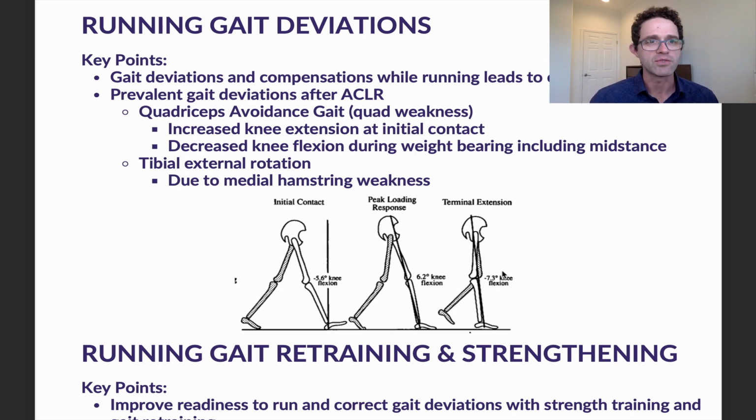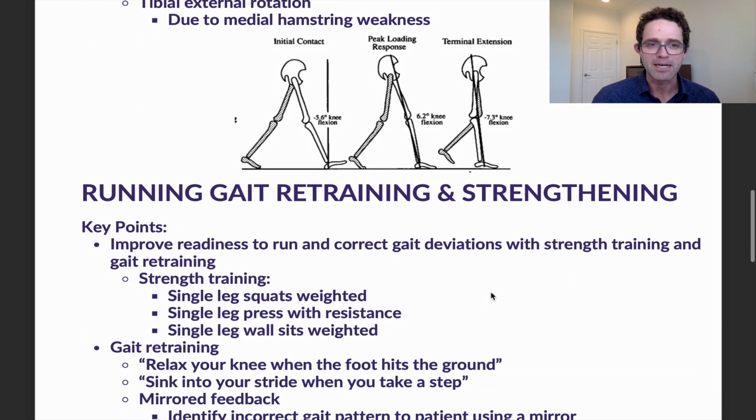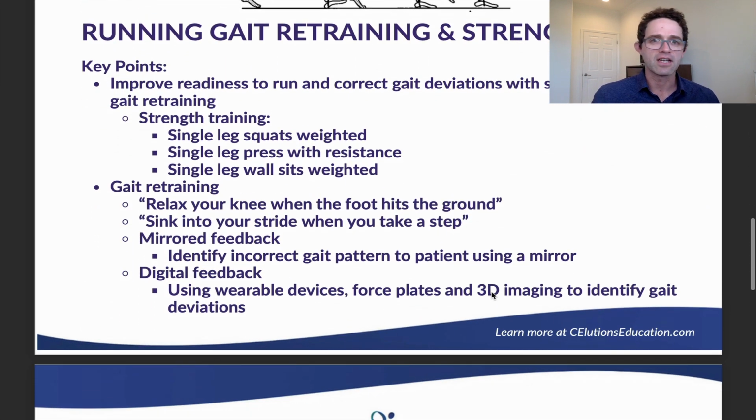Now, what do we do about some of these running gait deviations and how do we help patients overcome these issues? So the running gait deviations can be addressed with some gait retraining and strengthening. And it's really important because you want gait retraining and strengthening to go together. Now, for strengthening, we want to really focus on resistance, that is going to be what's going to help the most. Heavy resistance training. Plyometrics are really good, and we see a lot of people really benefit from plyometrics. However, resistance training, especially heavy resistance training, is really, really good. Single leg squats weighted, single leg press weighted, single leg wall sits weighted are all really good.